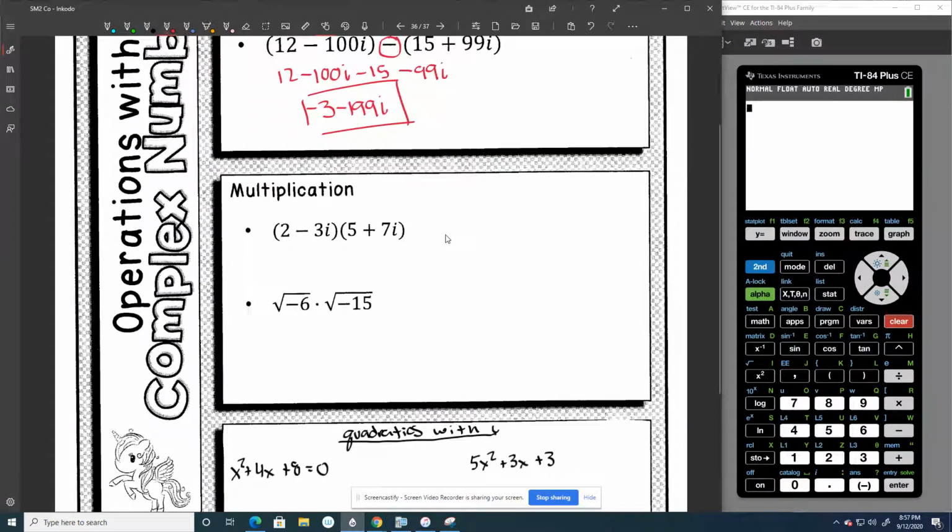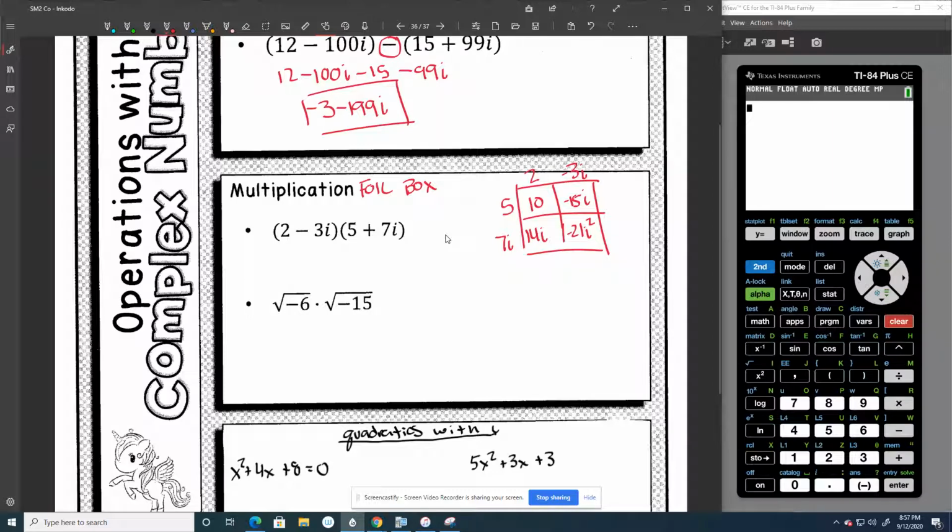Okay. Now, what if we have to multiply? Right here, we have a situation where we either have to do FOIL or we have to do the box. I'm going to go ahead and do the box right here because I want to show you something kind of cool about these i problems. If I put 2 and negative 3i across the top and 5 and 7i right here, 5 times 2 is 10. 5 times negative 3i is negative 15i. 7i times 2 is 14i. And 7i times negative 3i, that's negative 21, but i times i is i squared.